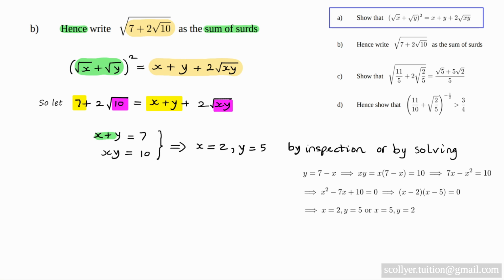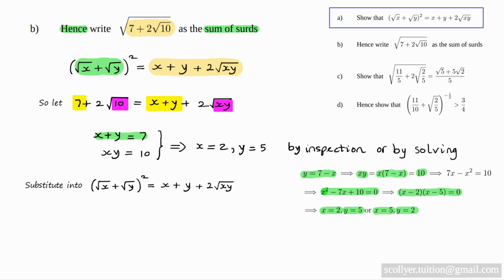And so from x + y = 7, we have y = 7 − x, which we substitute into xy to give us x(7 − x) = 10, which finally simplifies to the following quadratic equation. That equation factorizes into (x − 2)(x − 5) = 0, which solves to give us x = 2, y = 5, or x = 5, y = 2.